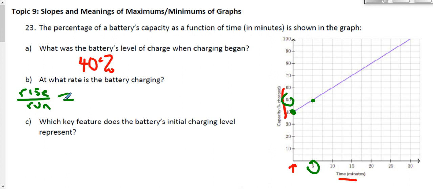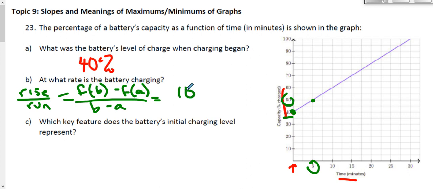In this case, it's actually easiest just to count the rise over run, but what we're really doing here is taking the ending y value minus the starting y value. That's going to do our rise. And we're taking the ending x value and subtracting the initial x value in order to figure out our run. So f of b is the number 50 minus f of a, which is 40. So 50 minus 40, it rose 10 units.